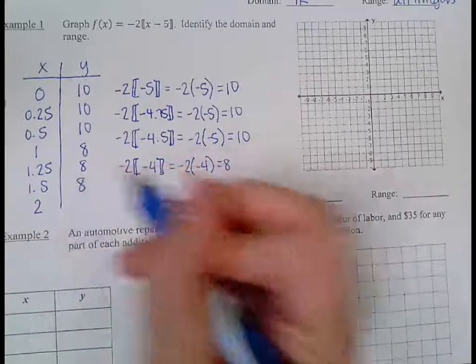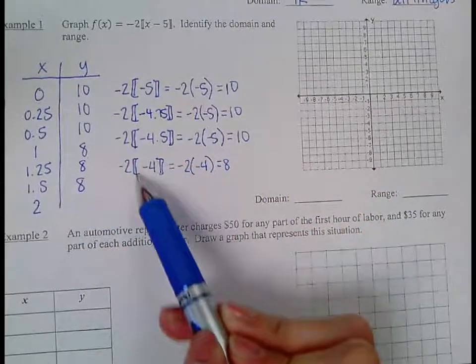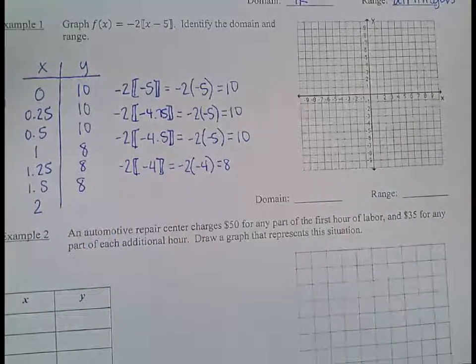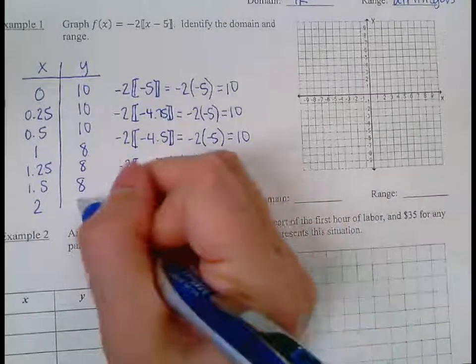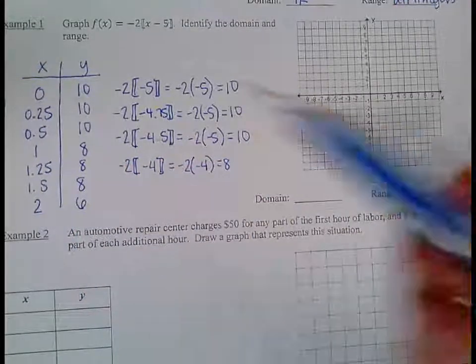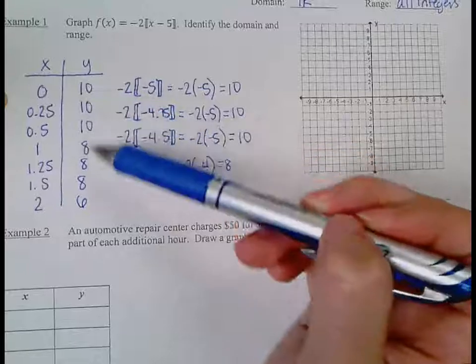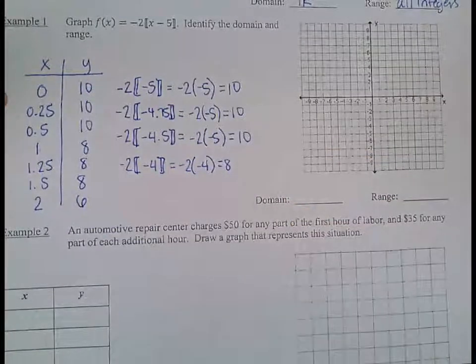Well, the y value will come out to be 8. Yeah, the integer would come out to be -4 again. If x is 2, what would the y value be? 6. So every time x changes to the next integer, the y value is changing by going down by 2. So look for that pattern.